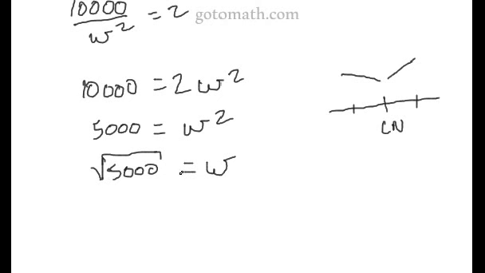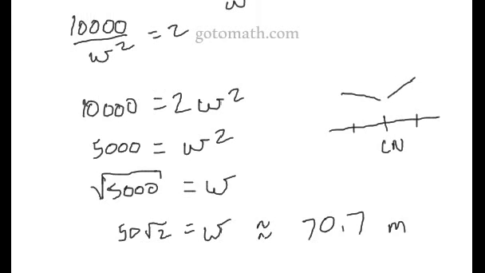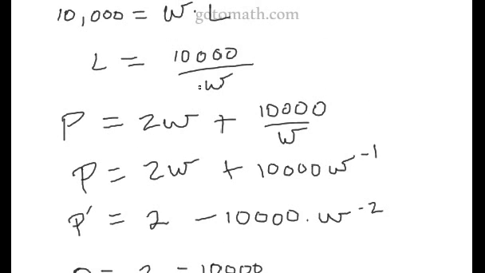All right, we've got to take the square root of 5,000, and hopefully you know how to do that, but I'm going to go ahead and break this down. This ends up becoming 50 times the square root of 2 as our width. And just for the heck of it, I'm going to do a little approximation here. This approximates to 70.7, rounded to one decimal place, and of course this is going to be meters. Okay. Well, we found our W. Now what we're going to need to do is go back, find that relationship between W and L, and find what L is.